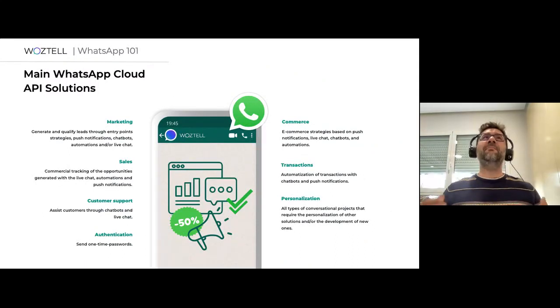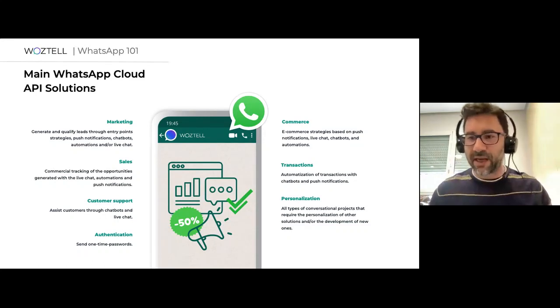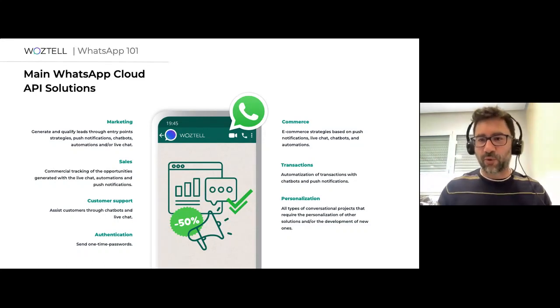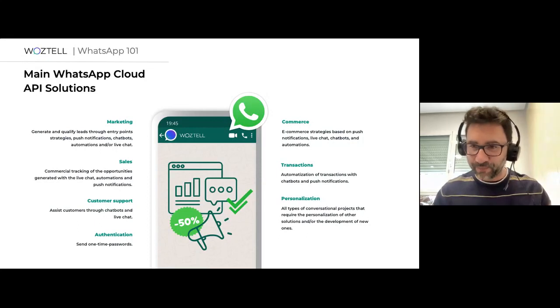And what are the main solutions we are working with Sinch? We started working with WhatsApp. There are three main solutions: marketing, sales, and customer support. These are the three main solutions we used to work with. And also we have some more: authentication solutions, commerce solutions, transactions. And then we have another box with personalized solutions because sometimes people need to do special things with WhatsApp.